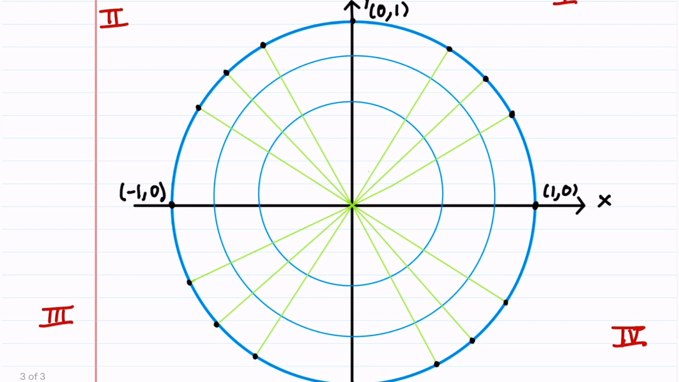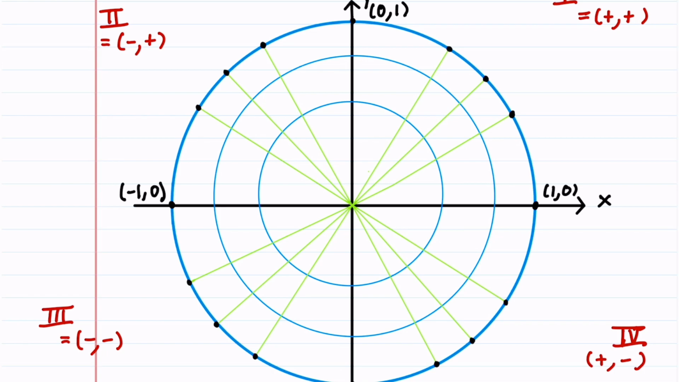See if we can fit it all in. Okay, it fits. So we're going to begin by noting that in our first quadrant, our points are both positive. In our second quadrant, our x value is negative, our y value is positive. In our third quadrant, our x value is negative and our y value is negative. And in our fourth quadrant, the x value is positive and the y value is negative.